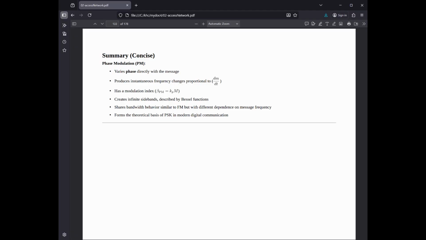Practical example: imagine you are using a PM system with a given modulation index and you are sending an audio signal with a maximum frequency of fm. In this scenario, the signal would occupy approximately B of the radio spectrum.